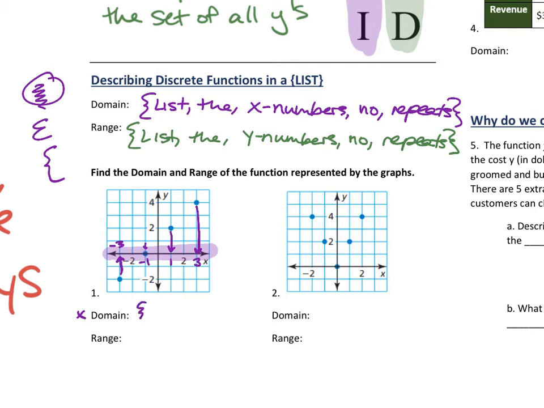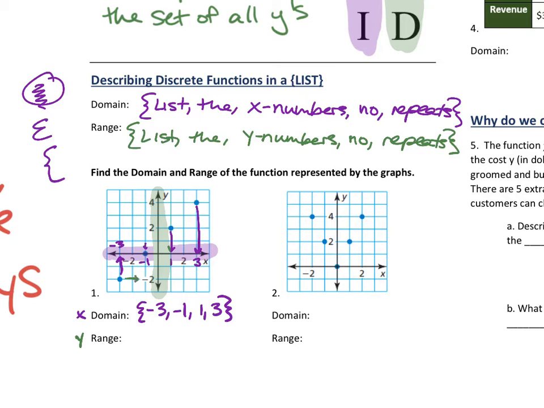So my domain listed from least to greatest is going to be -3, -1, 1, and 3, because those are all the numbers where my domain or my x's show up on the graph. For the range, I'm going to do the same thing, but I'm looking at the up and down or y-axis. So we take those same points and we find their y values.